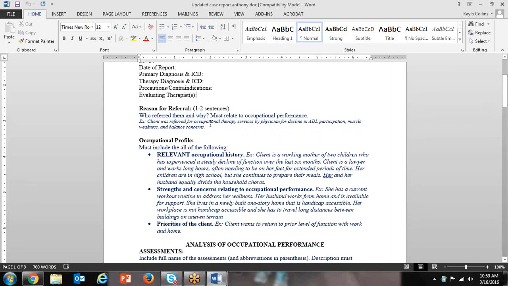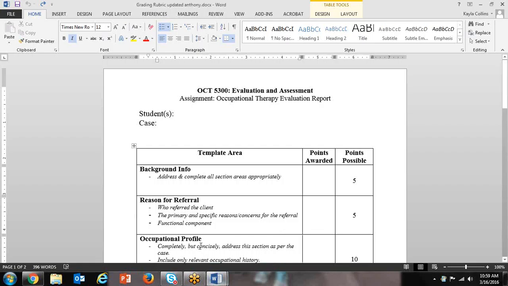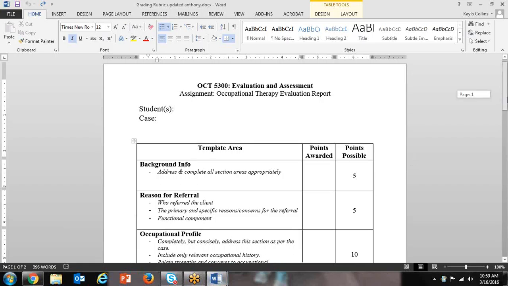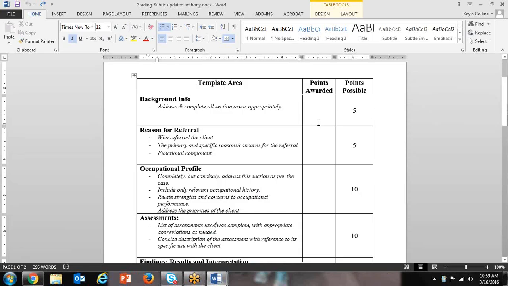Reason for referral, I put in here, it should only be 1 to 2 sentences. Who referred them and why? Make sure that you are reading the examples, that you are following the directions, and you're also referring to this grading rubric to help you decide what you need to write in each section. So reason for referral, make sure you put in there who referred the client, the physician, the teacher, the parent, who was the referral, not their name, just their relationship to the client, basically. And the primary or specific reason for the referral.